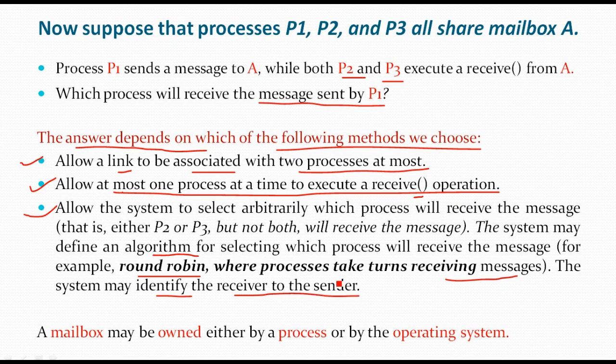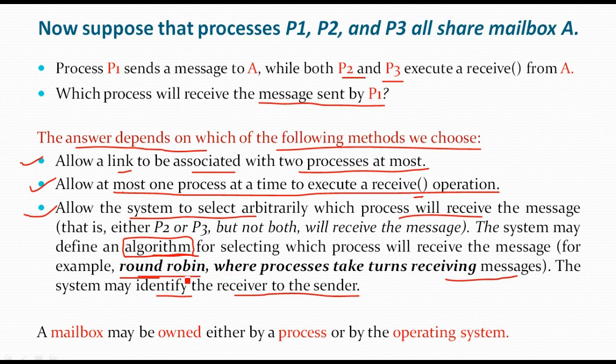Now what happens in this third method is that either one of the processes will receive the message from P1. It depends on the system. Let the system choose or select which process will receive the message, either P2 or P3, not both. For that, the system will define an algorithm for selecting the process, like round robin or first come first serve. These are CPU scheduling algorithms.